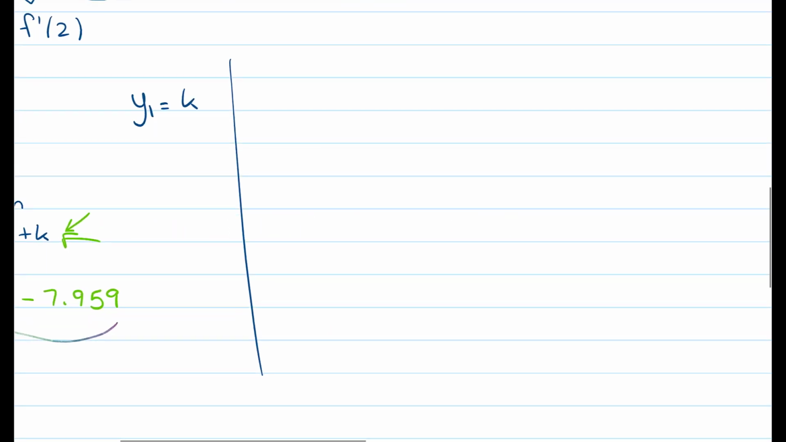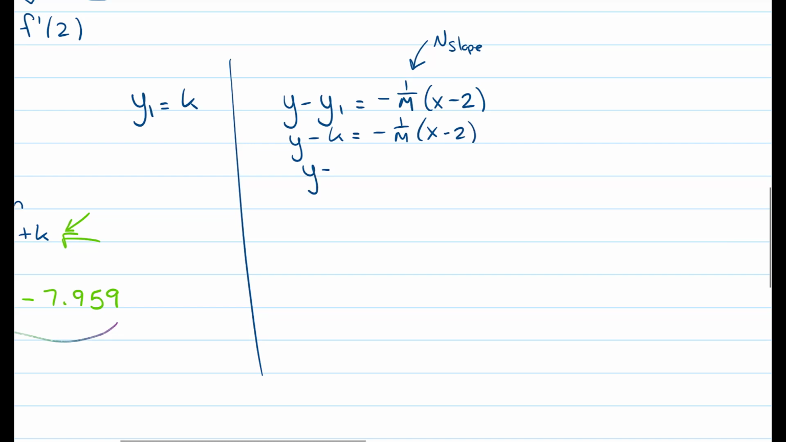So for the normal line, I get y minus y1 is equal to negative 1 over m times x minus 2, because this is how you find the slope of the normal. So now we're just going to do a little bit of rearranging using algebra. And I get y minus k is equal to negative 1 over m times x minus 2. Y minus k is equal to negative 1 over m x plus 2 over m. So y is equal to negative 1 over m x plus 2 over m plus k.